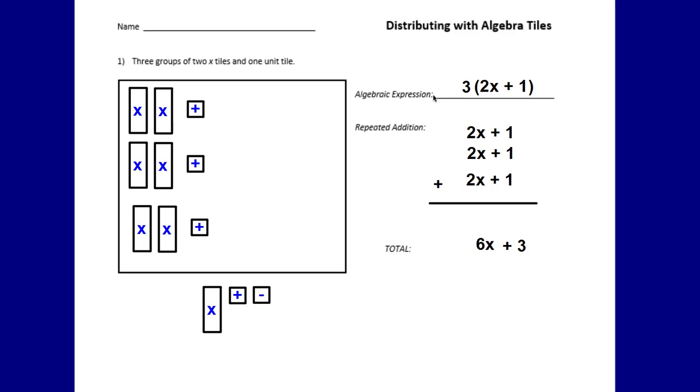So we took our algebraic expression of 3 groups of 2x plus 1 and we got rid of the grouping symbols. We said, hey, we don't want any more groups. We want to actually have a simplified expression. And we got 6x plus 3. So let's try another one.